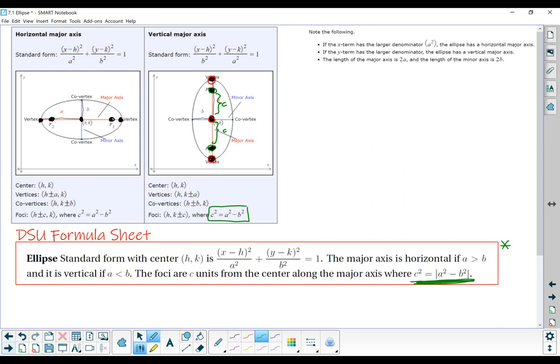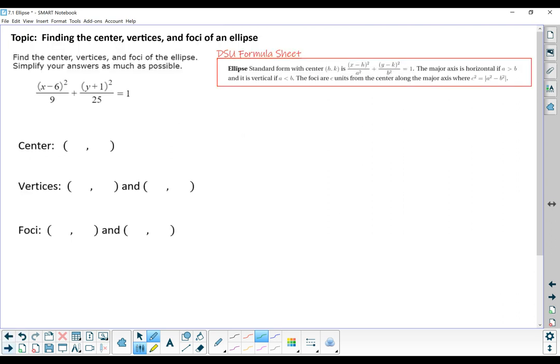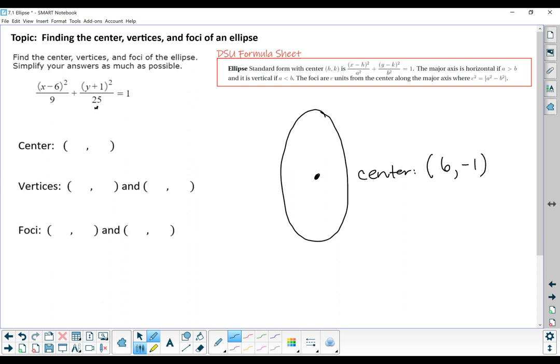So let's try this one. Our ellipse is (x minus 6) squared over 9 plus (y plus 1) squared over 25 is equal to 1. I think that one of the best ways to do this and not make an error is to draw a really rough sketch. It looks like our major axis is going to be a vertical one because we have a bigger number here, so our ellipse is going to be a tall one. The center of our ellipse, we can easily find. It is at 6, -1.